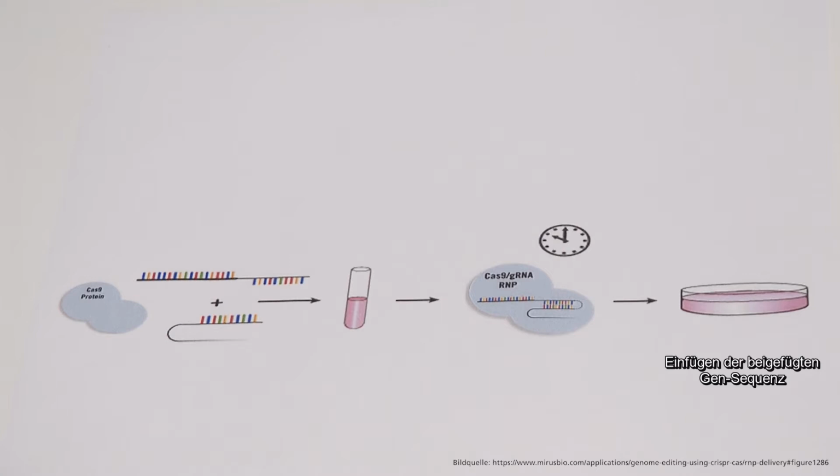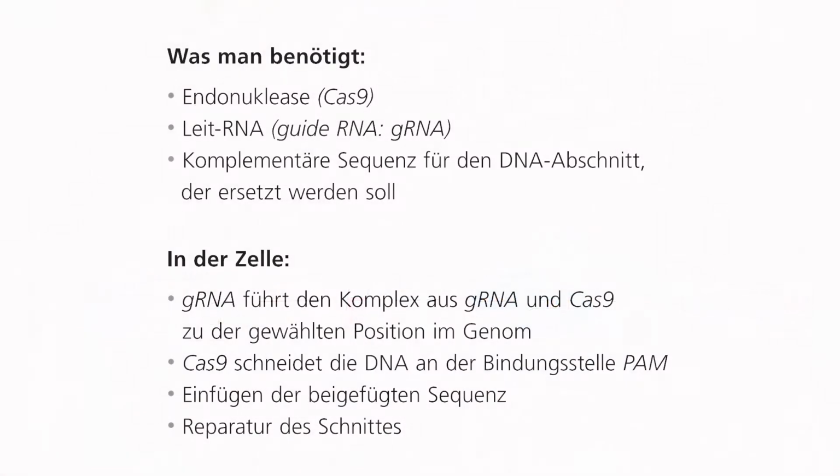And the piece of DNA that we provided as a template will get inserted in the genome of the cell. Cells will then repair the DNA breaks that were made by Cas9, and in a few days we can start screening for CRISPR-Cas9 genome-modified cells. And now we'll show you how it's done in the lab.